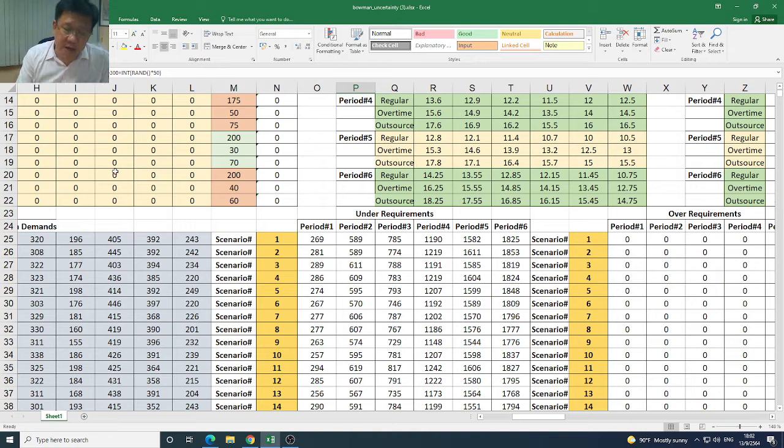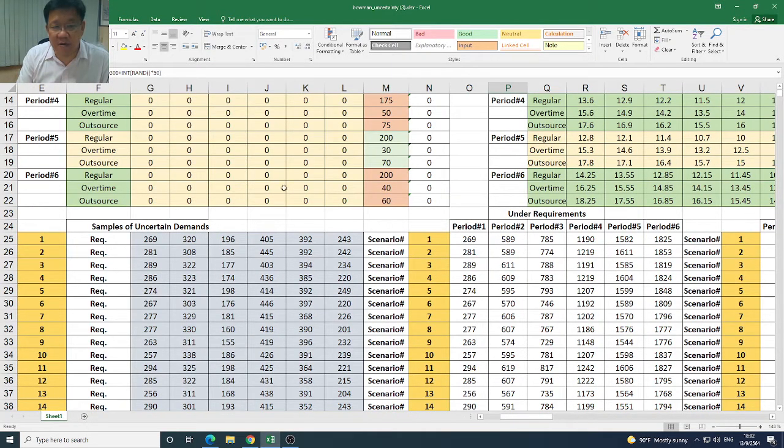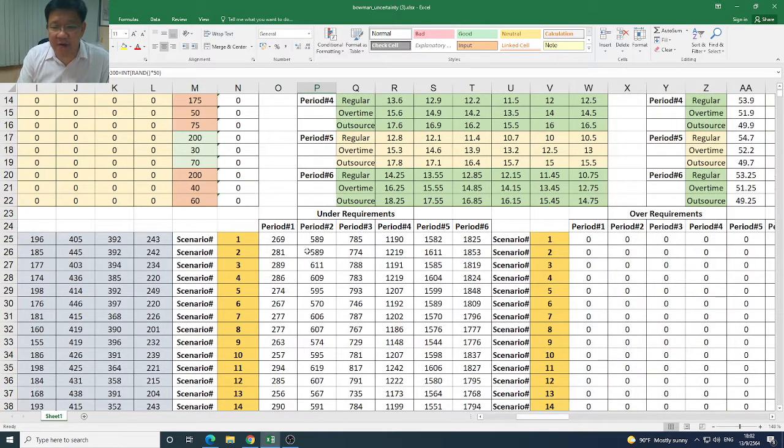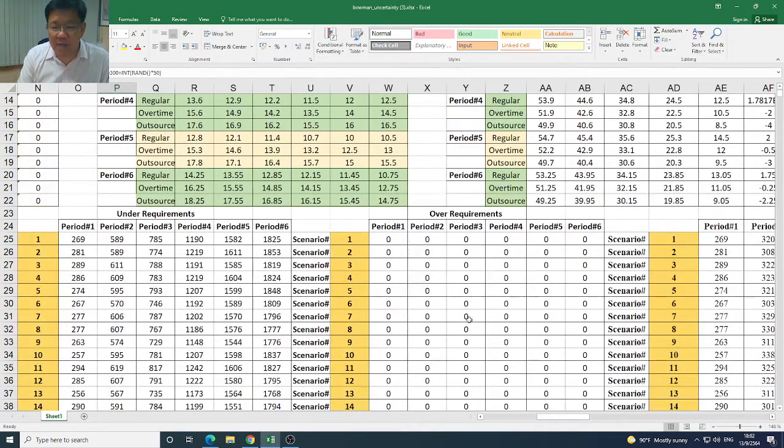X by j represents the number of production units, using capacity type I to fulfill the demand at period j. Because the current solution in the table has nothing allocated, it is always under requirement, so there will be no over requirement here. I already fixed the formula for you to check whether it is going to be under or over. You might try it out by putting in some numbers.